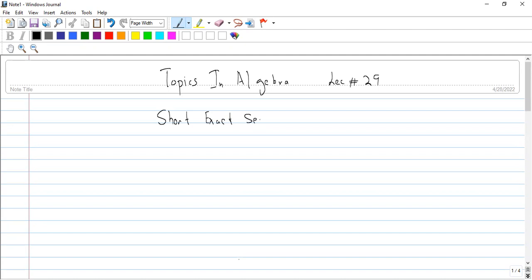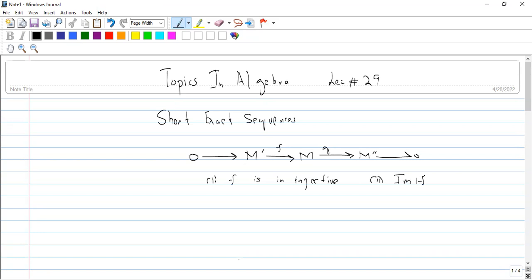In the last lecture, we have seen the concept of short exact sequences. By definition, a sequence of three modules is called a short exact sequence if it is exact at each point, which is equivalent to saying that f is injective, the image of f is equal to the kernel of g, and g is surjective.